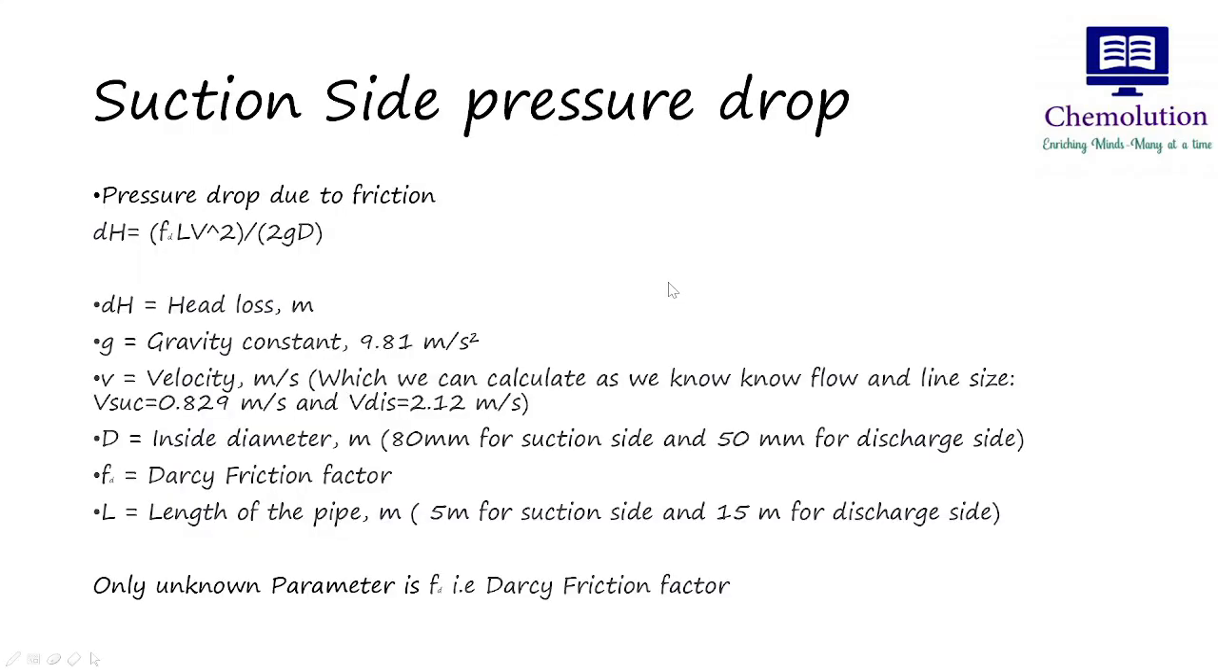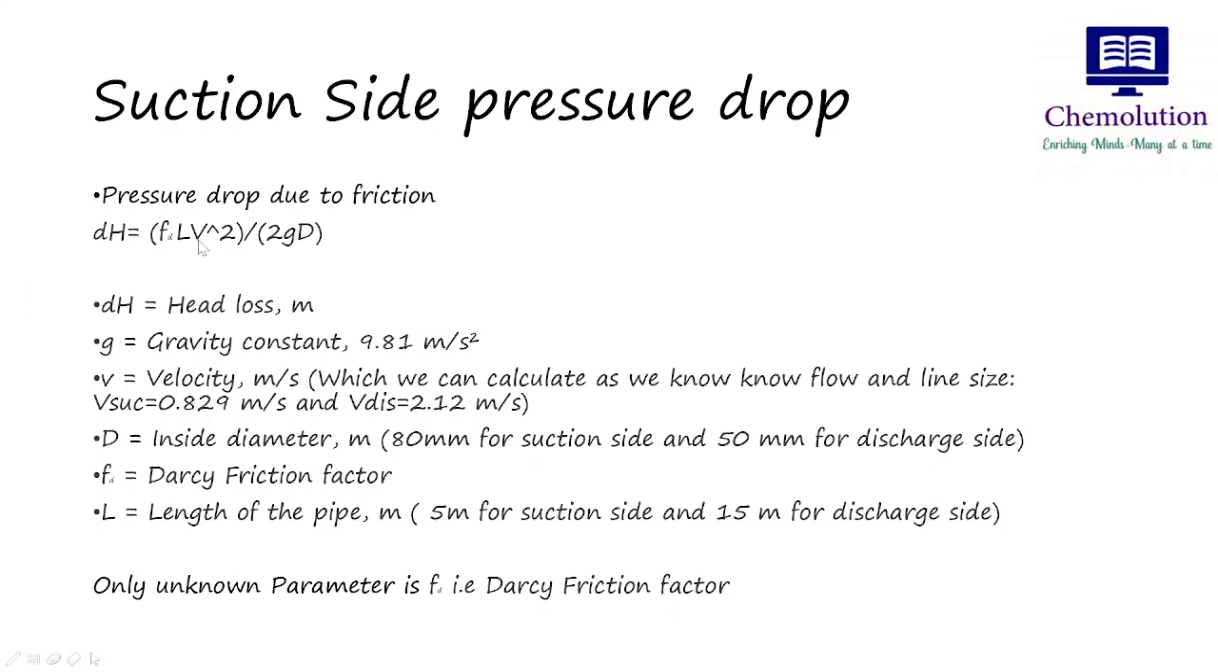So how will we calculate the suction side pressure drop? We will use the equation for calculation of pressure drop, that is the Darcy-Weisbach equation, which is dH, that is head loss in meters, equal to FLV square upon 2GD. So what is F here? F is Darcy's friction factor. L is length of piping. As we are considering it for the suction side, the length of piping will be 5 meters, which is the suction pipe length. When we will be considering the discharge side, we will be considering all 15 meters, right?